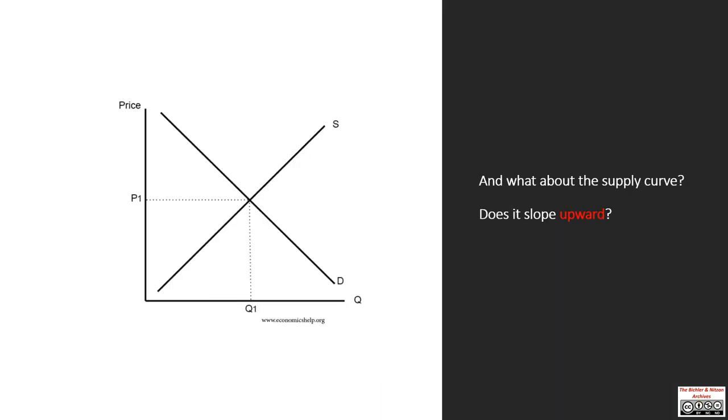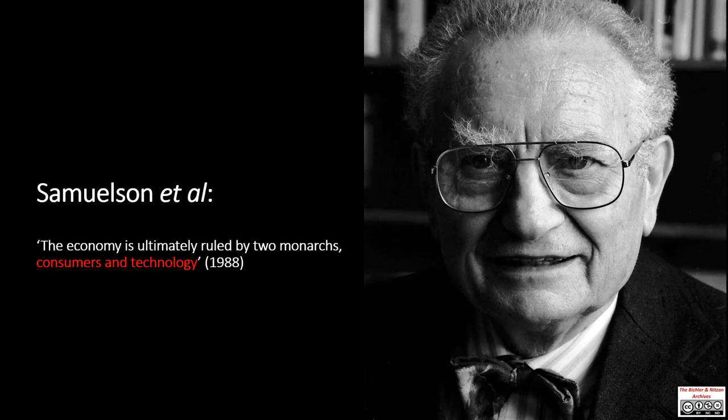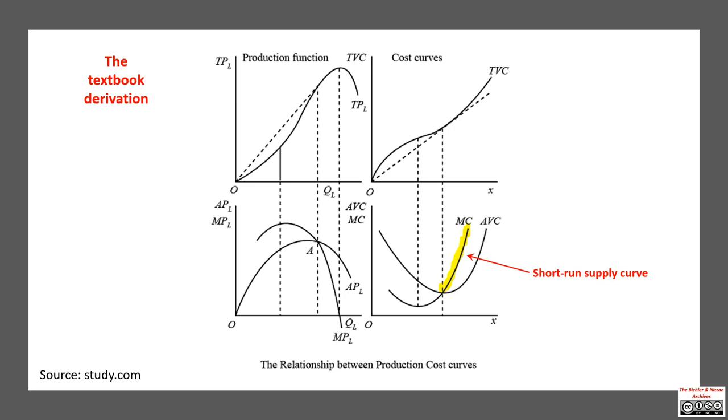And what about the supply curve? Does it slope upward? As we shall see, the answer is that nobody knows, or more accurately, that nobody can know. We already noted that neoclassicists insist that the consumer is sovereign, and this love for royalty is extended also to the supply side. In their introductory text, Paul Samuelson and his collaborators argue that the economy is ruled by two monarchs: consumers and technology. And why is technology so important? Because technology is supposed to generate the supply curve.